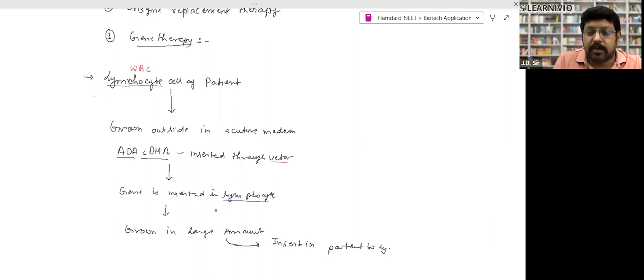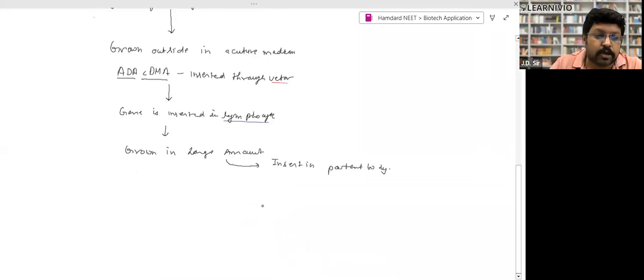When a baby is born, cartilage converts into bone. When bone develops, the bone marrow develops. And when the bone marrow develops, the formation of WBC takes place. Right, excellent, very good. So that was the answer. Is that clear?